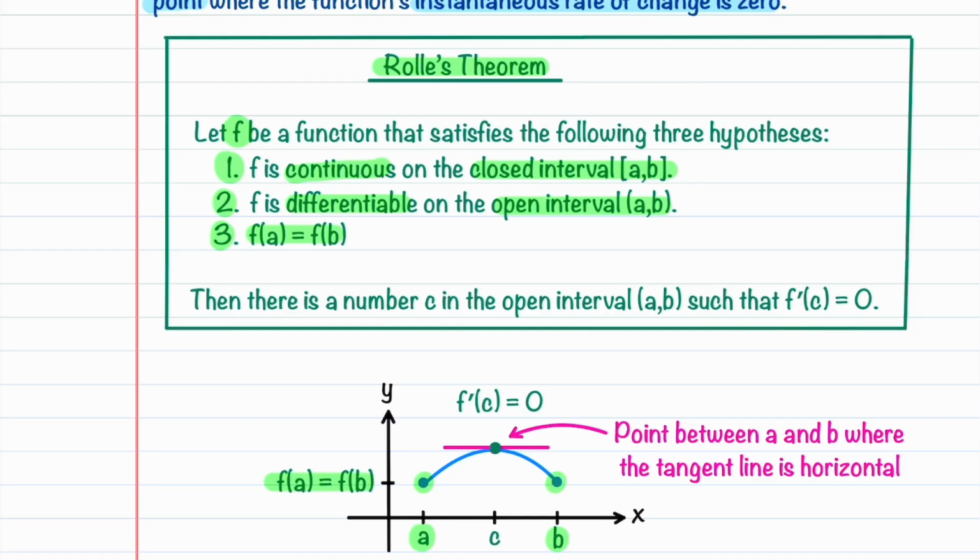Now let's jump to the conclusion. Going back up to the green box, it says there is a number C. This number right down here is on our graph in the open interval from A to B such that f prime at C is equal to 0. All that means that at C, the derivative is equal to 0 and the slope of the tangent line is horizontal.